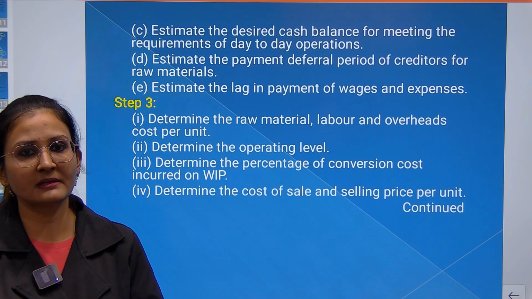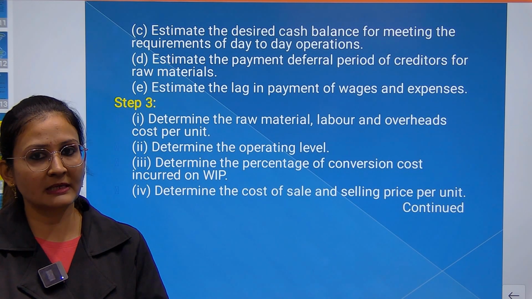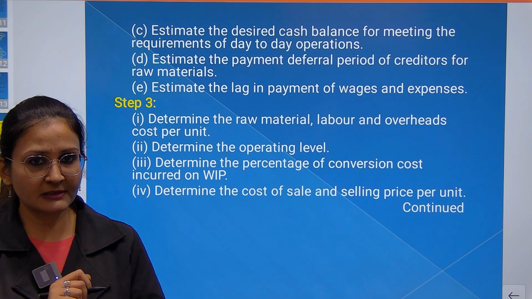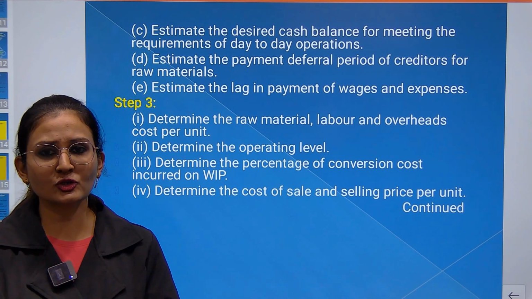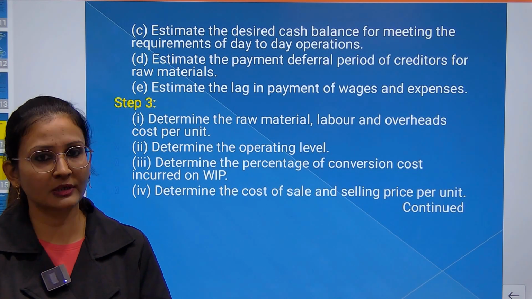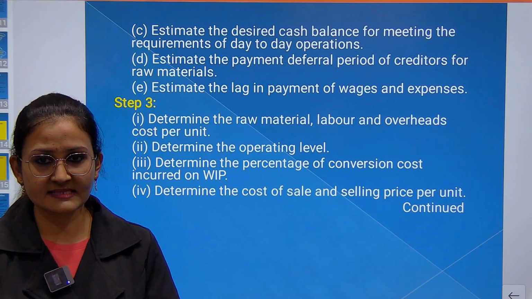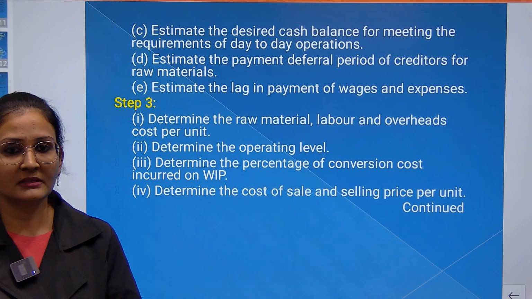Now the third step is determine the raw material, labor and overhead cost per unit. Then determine the operating level. Determine the percentage of conversion cost incurred on work in progress. And fourth one is determine the cost of sale and selling price per unit. Okay.